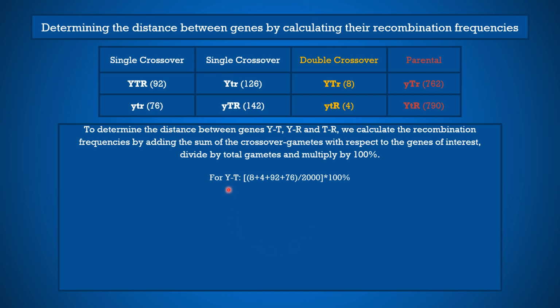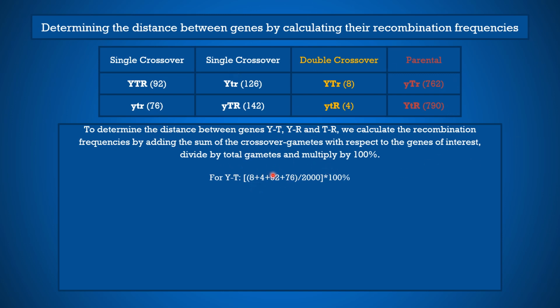When we're looking at the distance from Y to T, we want to look at the parental gametes and just look at Y and T and disregard R for now. We see that it appears as small y and big T, and big Y and little t. So all of our crossovers with respect to those two genes, Y and T, are going to have a different setup there. We're going to look for either little y, little t, or big Y, big T. And then we add those all up and divide by the sum of all of the gametes.